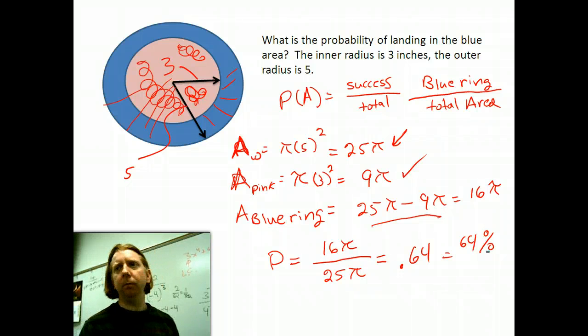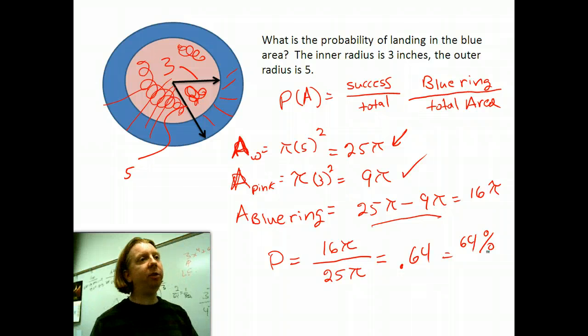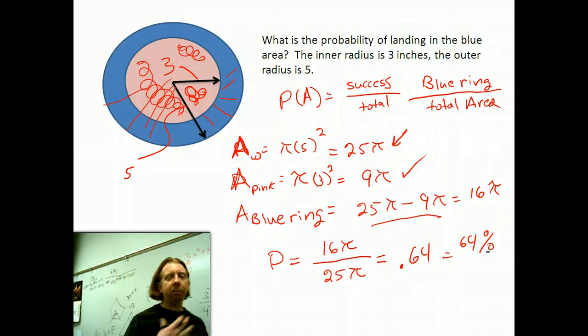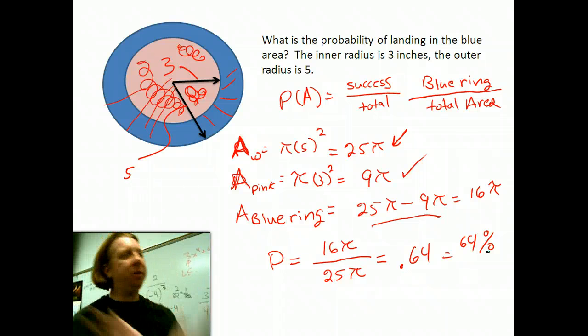That's it. The whole trick to these geometric area probability problems is to find the area that you want to land in, find the total area of the place you're going to be landing, and then set up a fraction like you do for any other probability. So again, it's a lot of stuff that we worked on before. It's just bringing it all together now in a new kind of way.